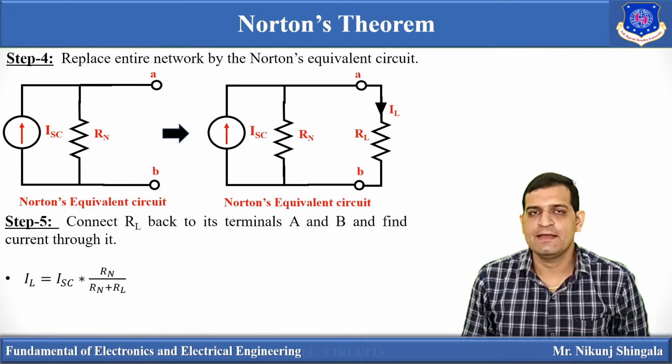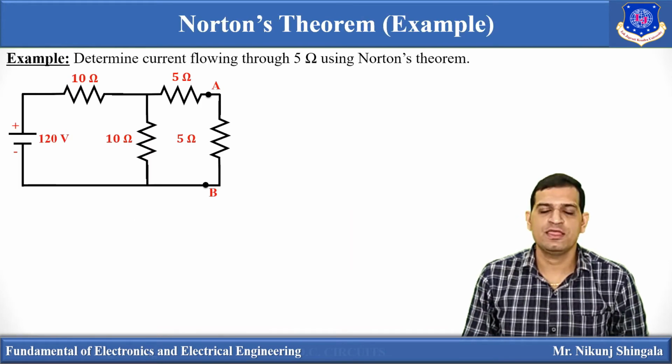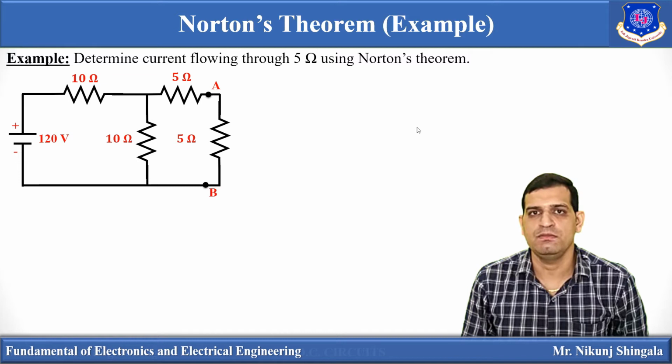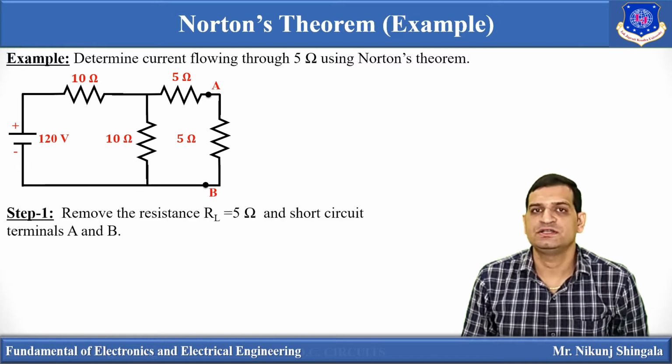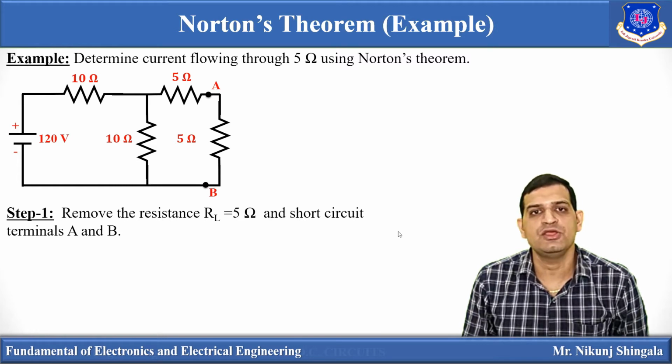Now let us take one example based on Norton's theorem. So here one network is given. In this network, we have been asked to determine the current flowing through this 5 ohm resistance, that is the current flowing through branch AB, between terminal AB. So starting with the first step, short circuiting the branch through which current is to be found. So the 5 ohm resistance is first removed and that branch is short circuited. So terminal AB is short circuited.